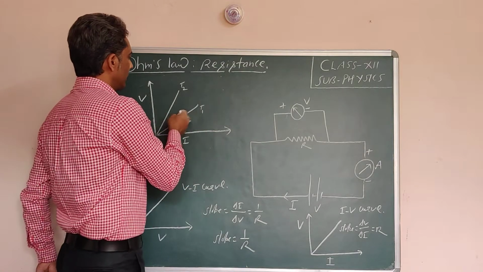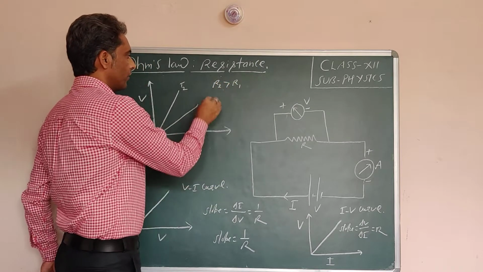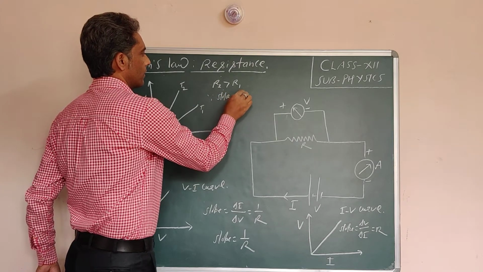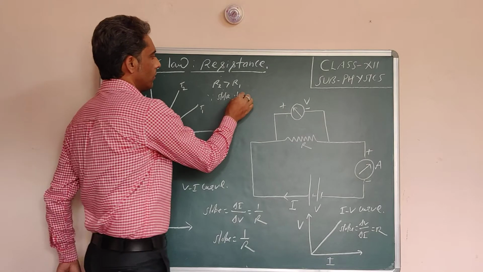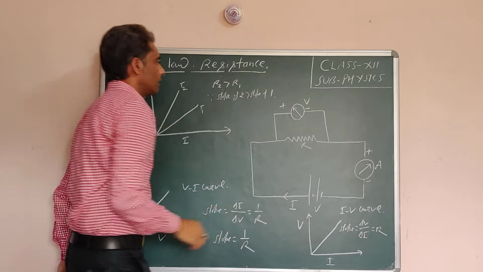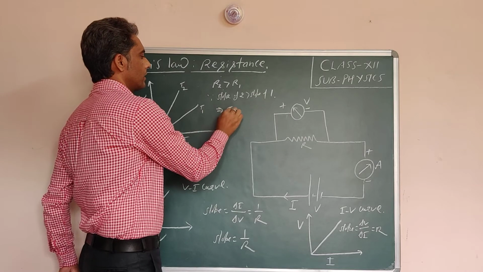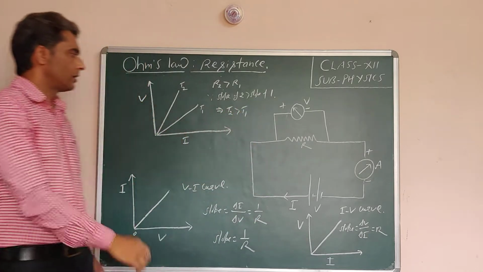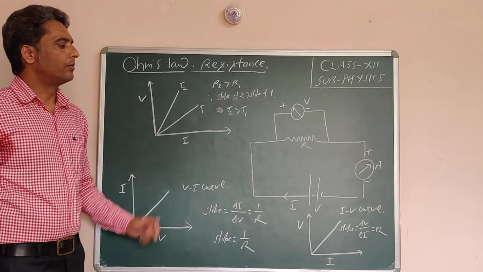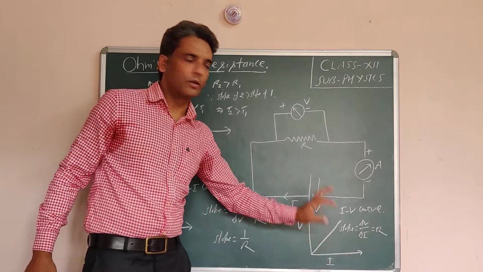So we can write that resistance R2 is greater than resistance R1 because the slope of curve 2 is greater than the slope of curve 1. So this temperature T2 is higher. T2 is greater than T1. So in this way we can predict the values of resistance from the VI curve or IV curve.